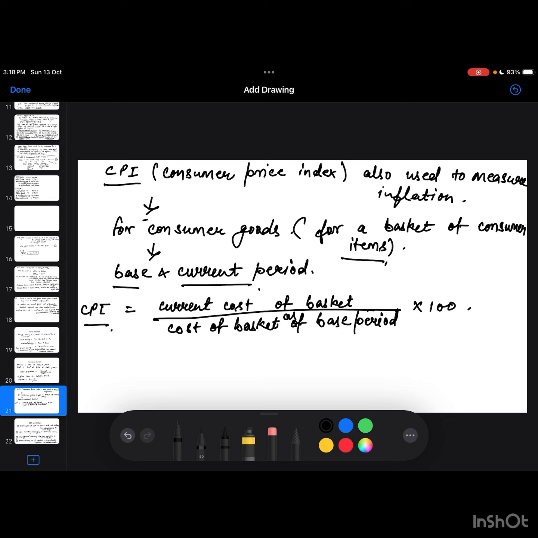So for CPI, the formula will be similar, that will be the current cost of the basket. Here we will take the basket because in this we use a basket of consumer items to calculate the value. So the current cost of the basket divided by the cost of the basket as of the base period, multiplied by 100. This will give us CPI, consumer price index.